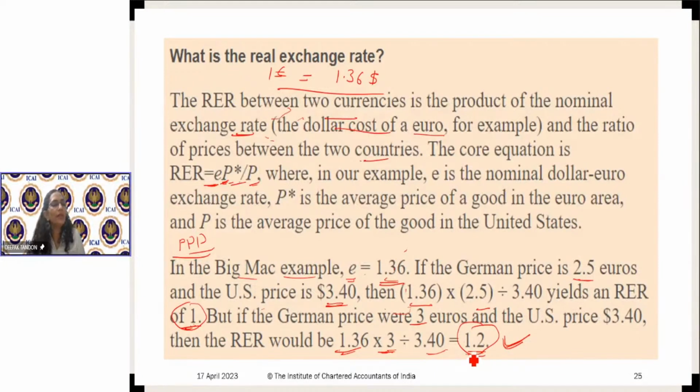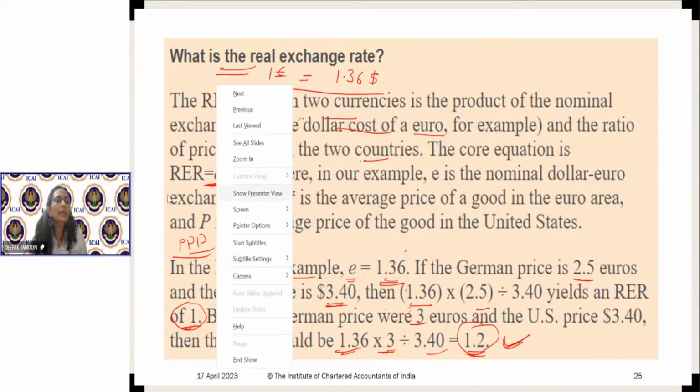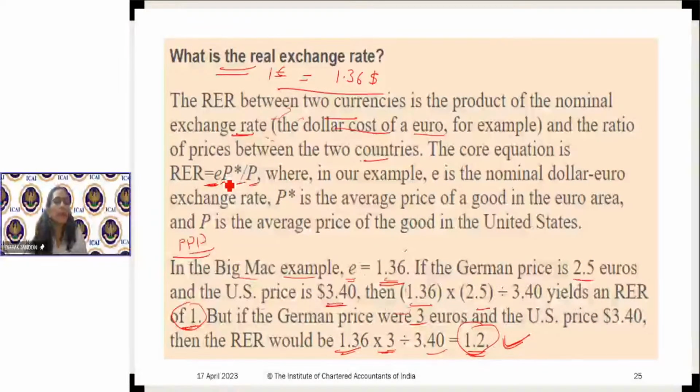So to find out inflation and the real exchange rate, this is the formula which is used. E stands for the nominal exchange rate. P is the price in the domestic country, and P* is the price in the foreign country. If you want to go for the real effective exchange rate, then you will not take the price of one commodity. You will take the index, the price index in India and the price index in US.